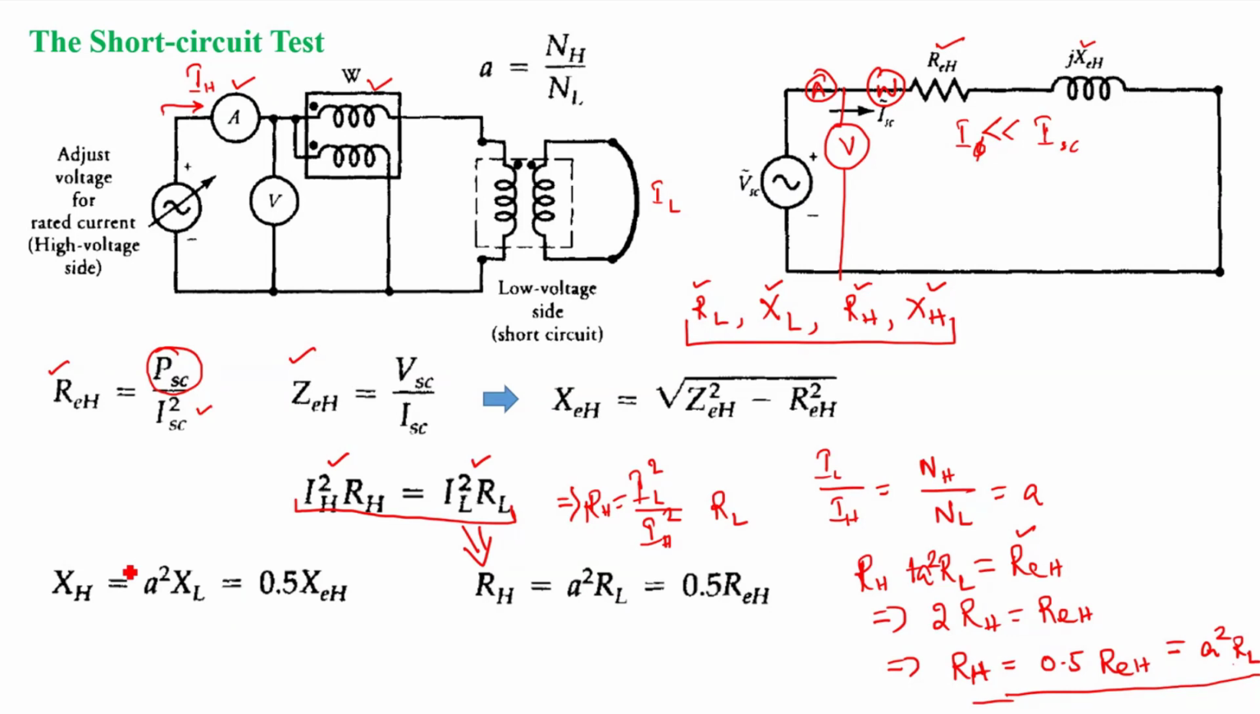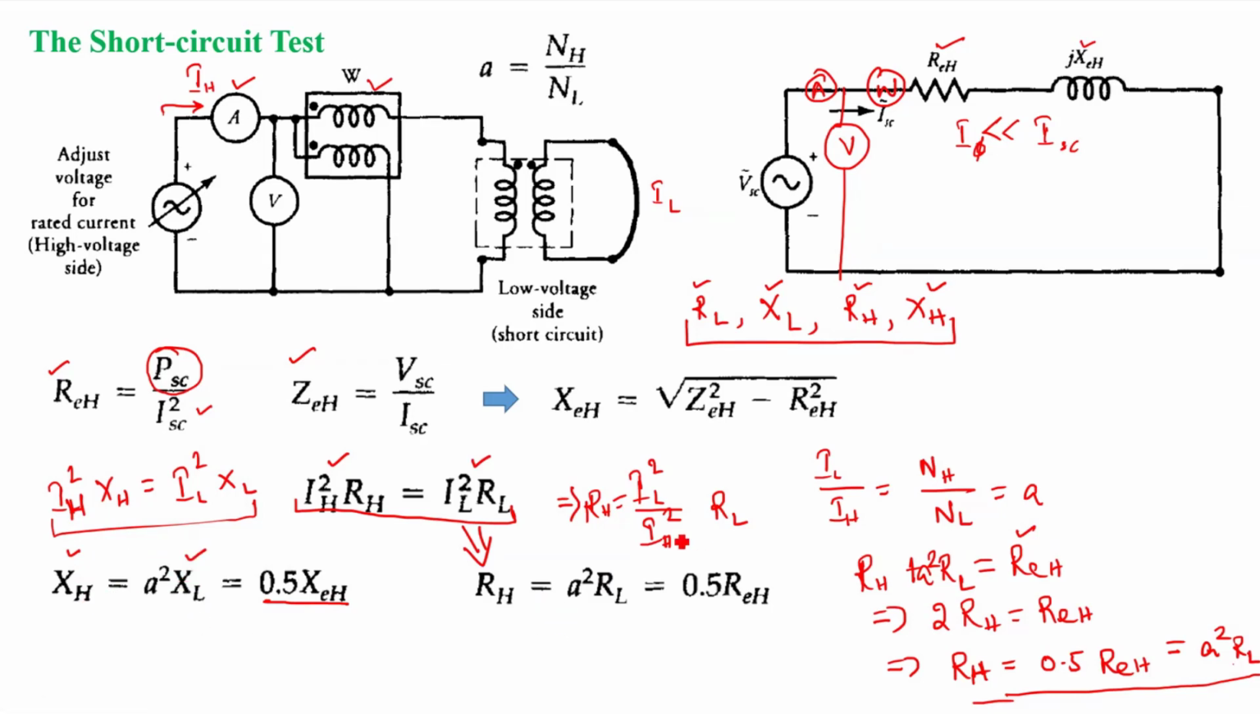Now coming to the segregation of XH and XL. Similarly, we will consider IH square XH equal to IL square XL. This is for optimal design of the transformer. Therefore, from this equation I can write XH equal to A square XL equal to 0.5 XH. So now from this equation I have segregated XH and XL. Both I can find, right?